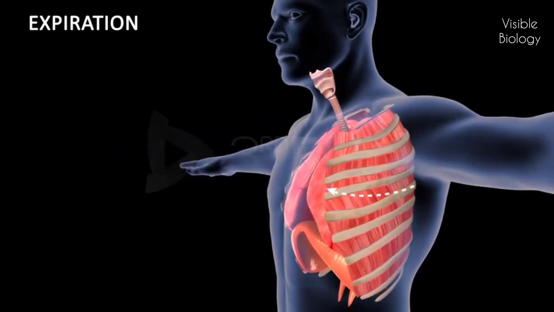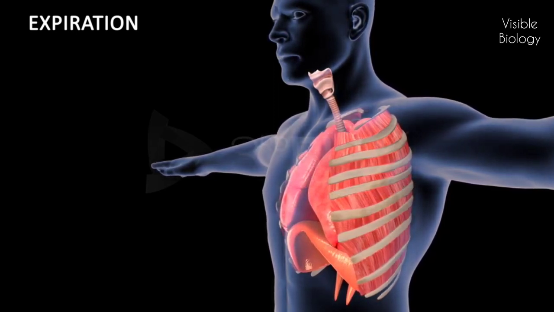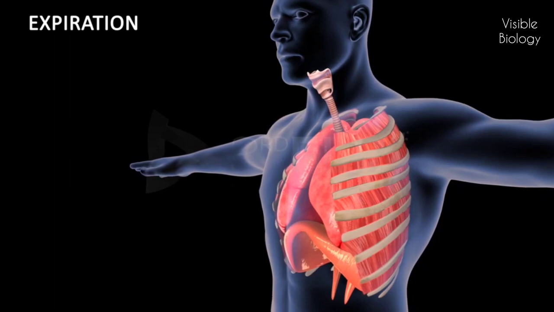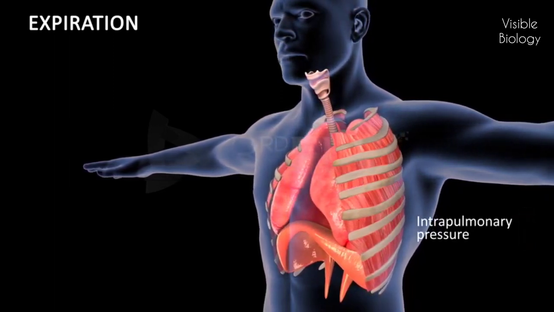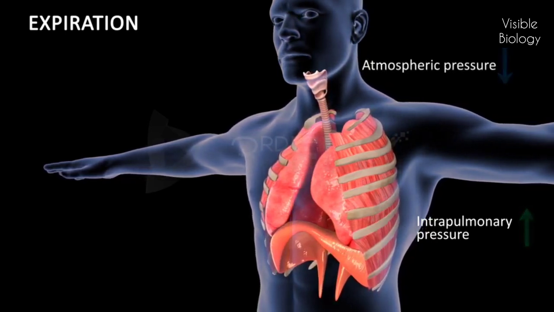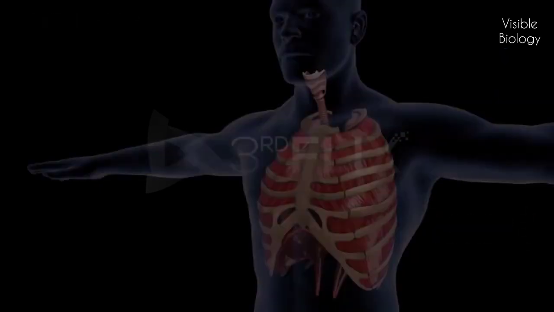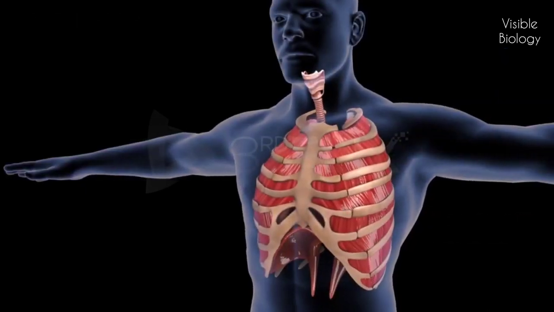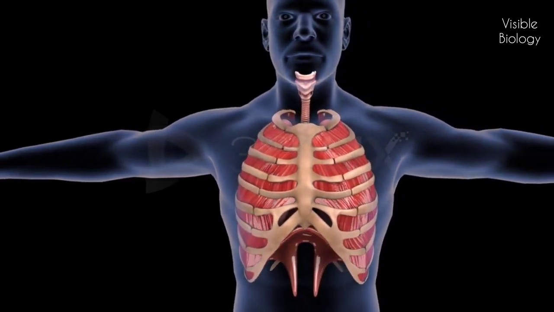The overall decrease in the thoracic volume causes a similar decrease in the pulmonary volume and increase in intrapulmonary pressure. As the intrapulmonary pressure becomes more than the atmospheric pressure, air is released from the lungs. A normal healthy adult breathes 12 to 16 times per minute at rest.